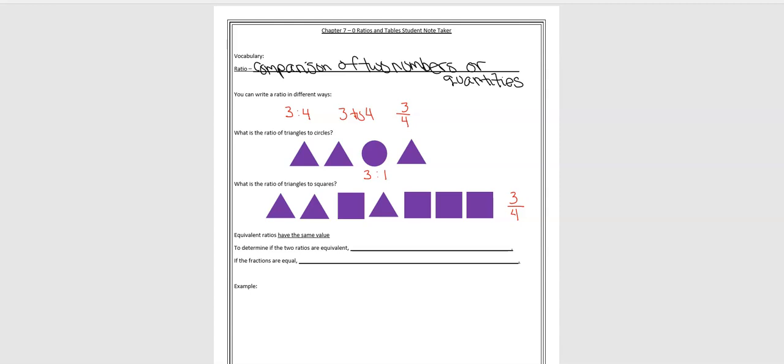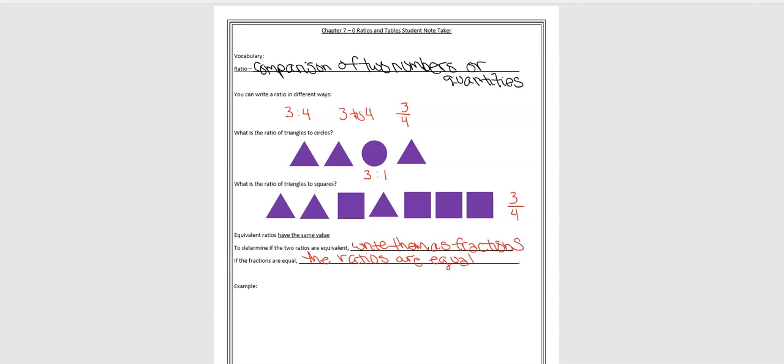Okay, equivalent ratios have the same value, meaning they are equal. So to determine if two ratios are equivalent, you are going to write them as fractions. If the fractions are equal, the ratios are equal.